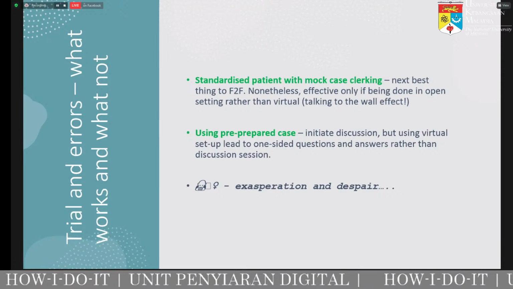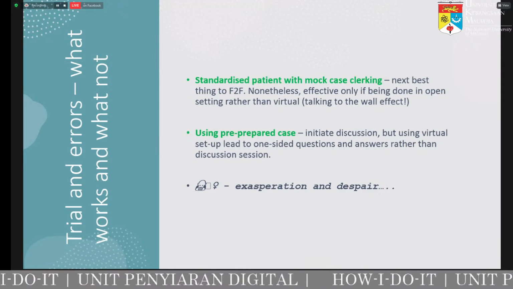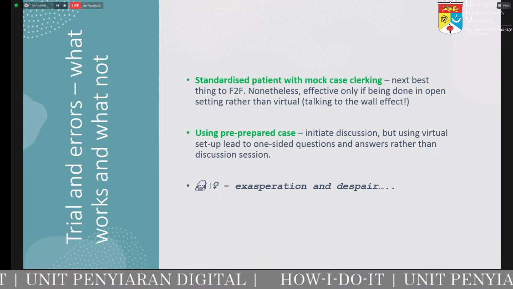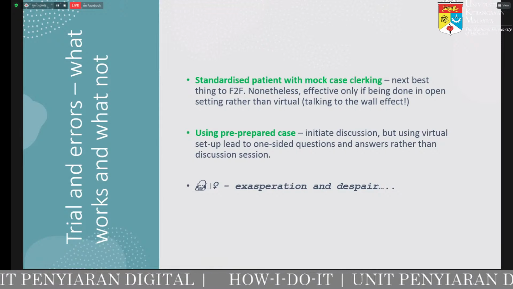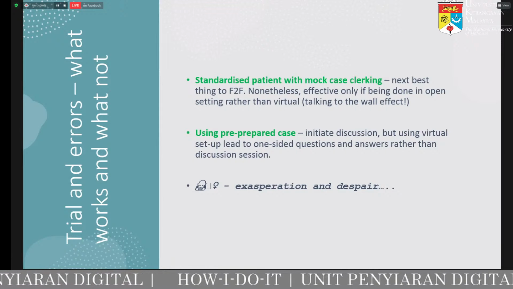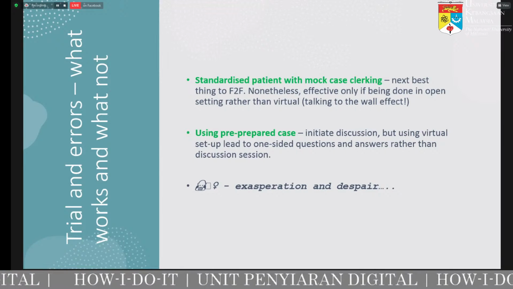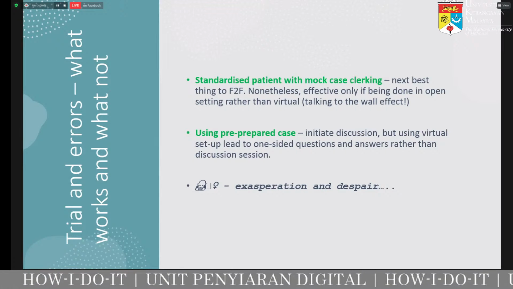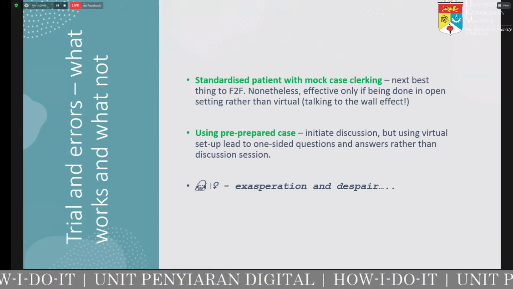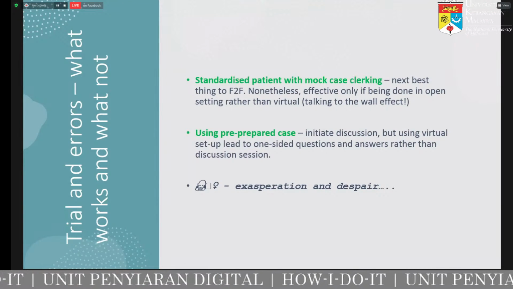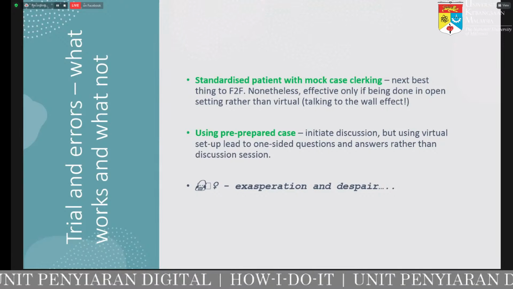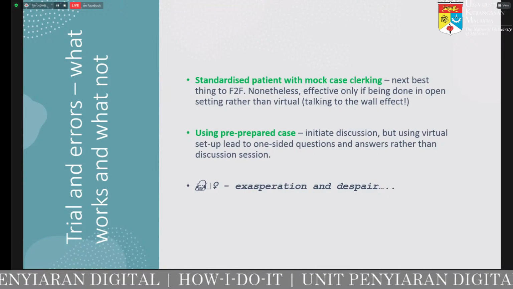The next thing is using a pre-prepared case to initiate discussion, but using a virtual setup leads to one-sided questions and answers rather than a discussion session. Using a pre-prepared case virtually is only one-sided question and answer, because the student will try to answer, but you are trying to give the answers based on what you have prepared.